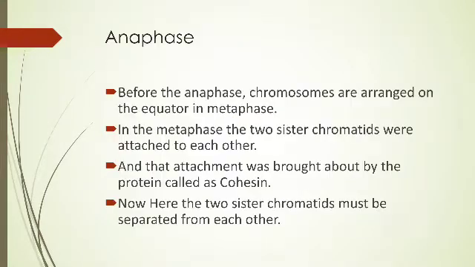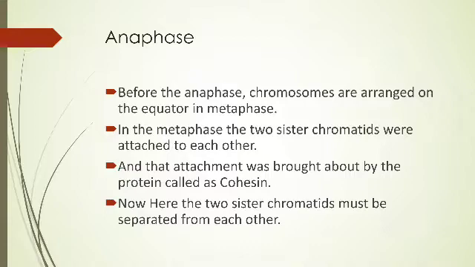In the next slide, you can see what events take place in this anaphase. In the first point, before anaphase, we have seen that chromosomes are arranged on the equator in the metaphase. We already saw in the metaphase, chromosomes were arranged on the metaphasic plate, and the two sister chromatids were attached to each other. The X shape of the chromosome can be seen over there.